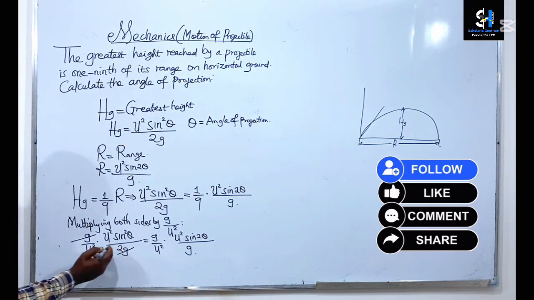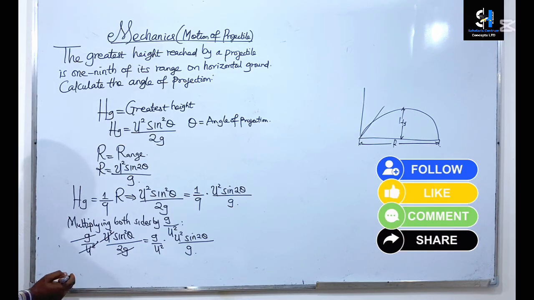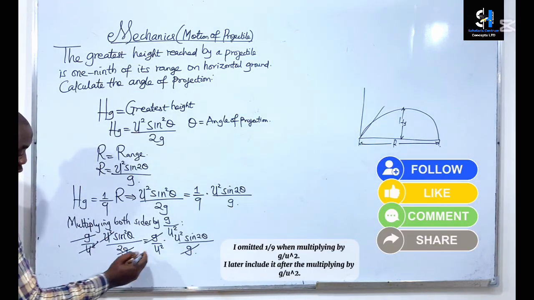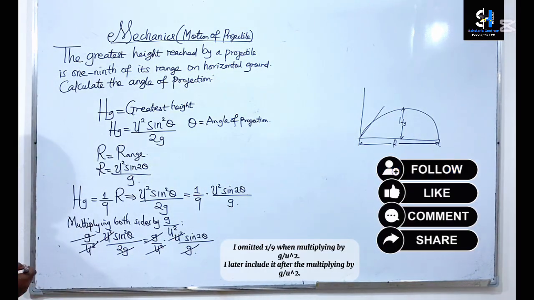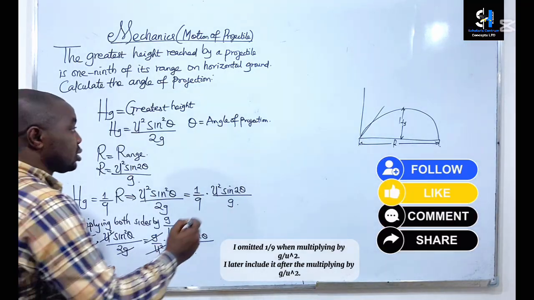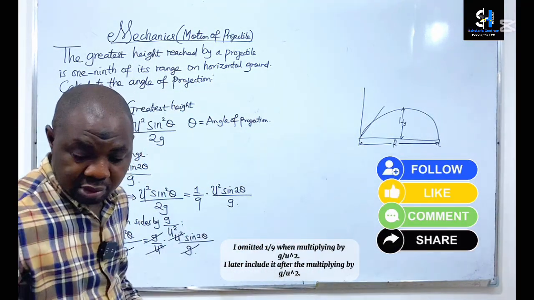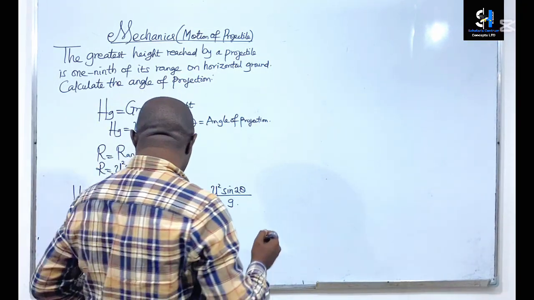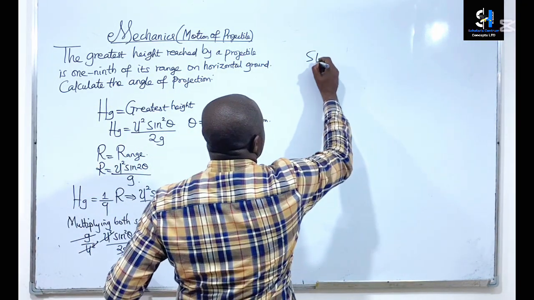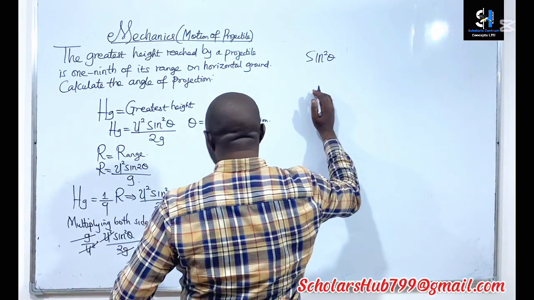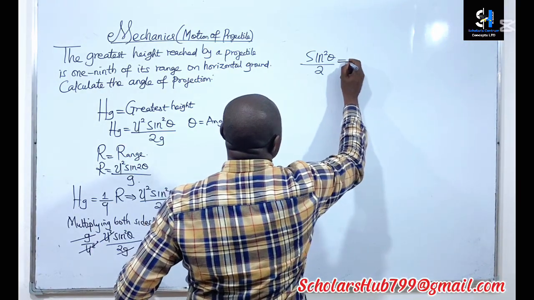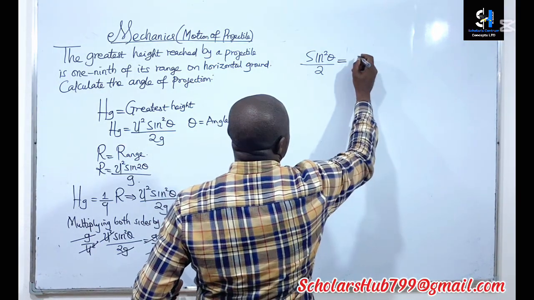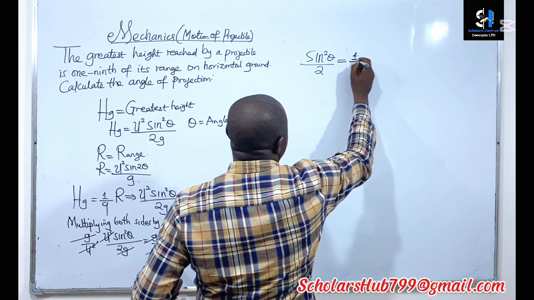So g will cancel g, u² will cancel u². g will cancel g in this case. Also u² will cancel u². All right, so we'll be left with sin² theta over 2 equals 1/8 sin² theta.